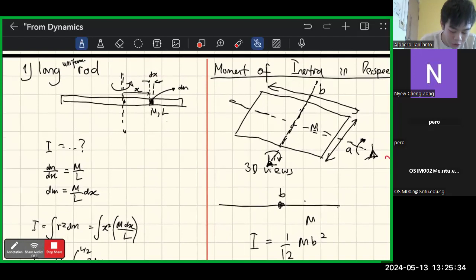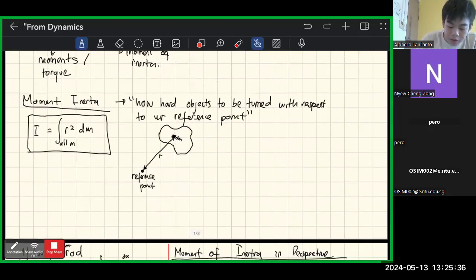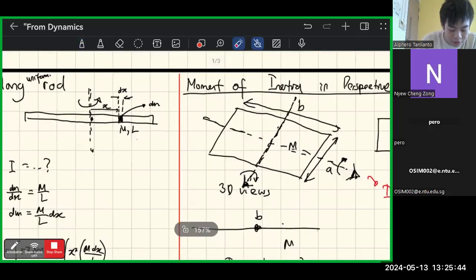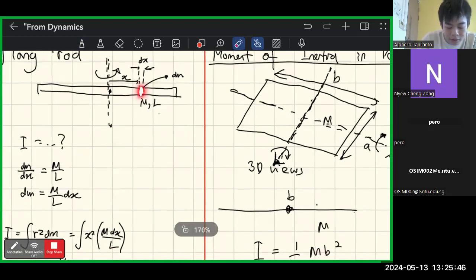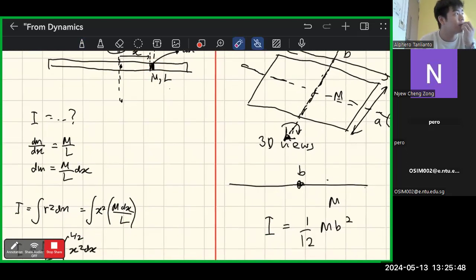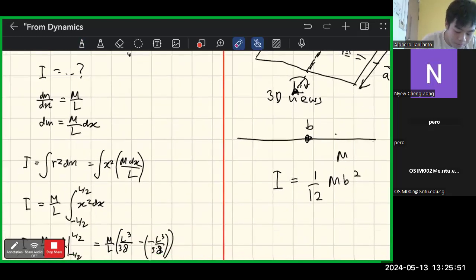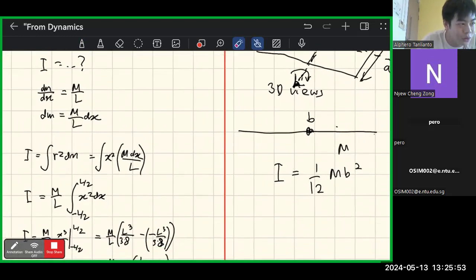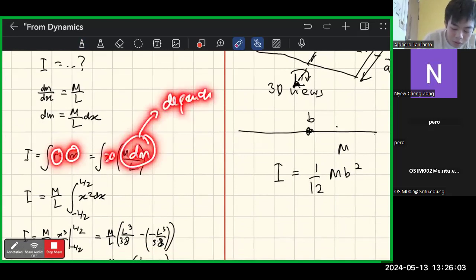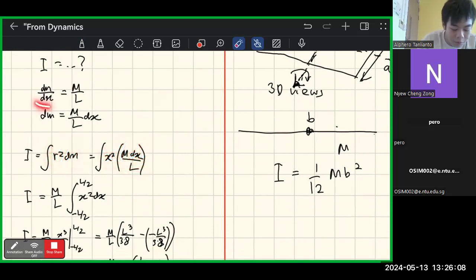Oh, okay, I get your point. Because the thing is that the moment of inertia is the integration of r squared dm. But if we only have r squared dm to integrate, we don't have anything to integrate. It's going to be like x squared dm, where dm is actually dependent on x. But we don't have the relation, so we relate it through dm over dx.